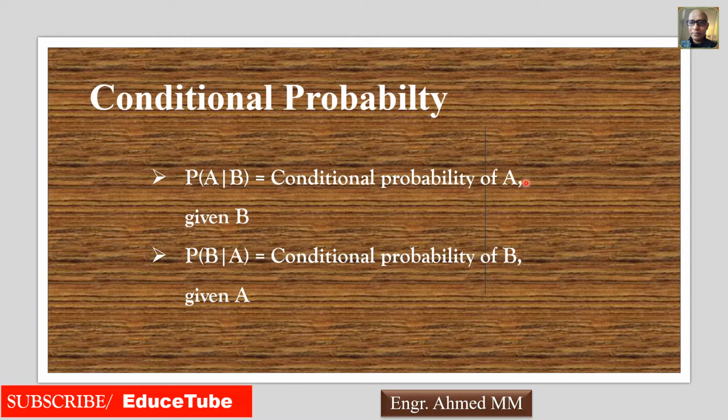The conditional probability of A given B is denoted by the symbol probability of A given B. Again, the reverse conditional probability of B given A is denoted by this symbol, and we can say probability of B given A. Let's move to the next slide to have more understanding of Bayes theorem and conditional probabilities.